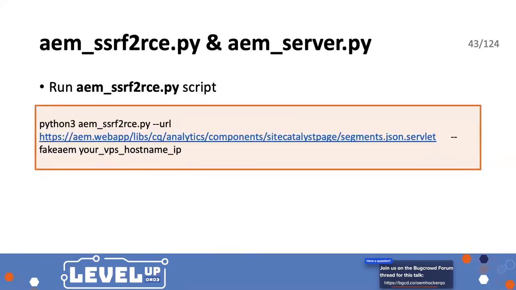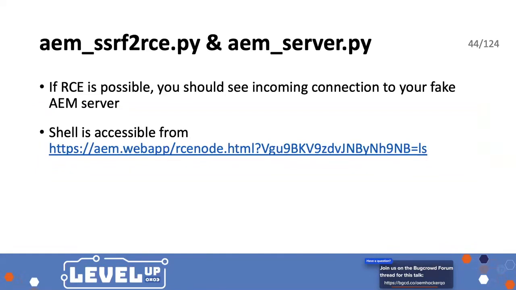To start the attack, you launch the AEM SRF2RC script. In the URL parameter, you specify paths to access the site catalyst servlet or auto provisioning servlet. In the fake AEM parameter, you specify the host name or IP address of your VPS, where the AEM server script is running. And if RCE is possible, you should see an incoming connection to your fake AEM server. Then you can access the shell using paths presented on the slide.